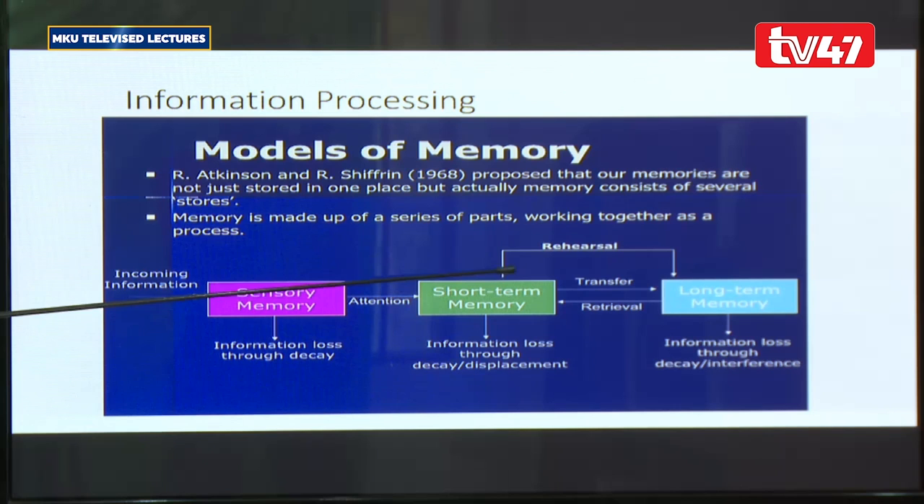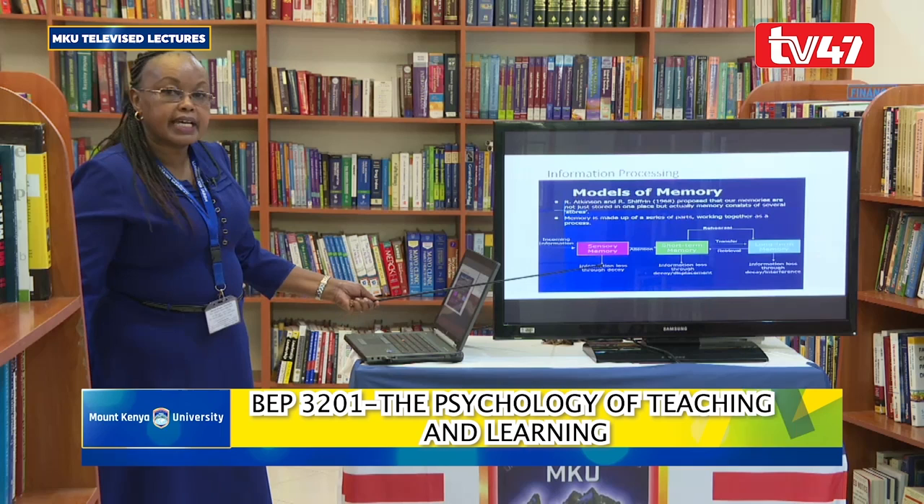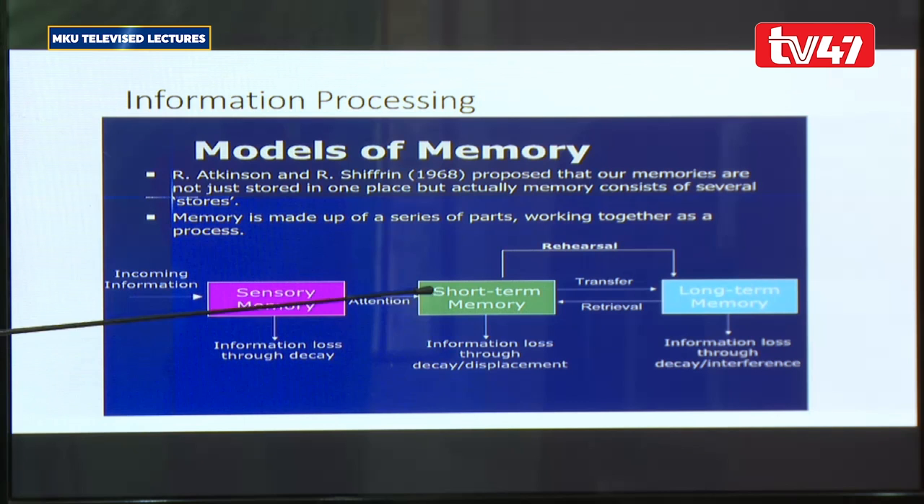Looking at this model, you can see that this arrow going down shows the information is lost back to the environment. When it comes here, there's another arrow going down showing that the information again is lost back to the environment, which also means it is forgotten. When it comes to the long-term memory, you can see another arrow going down, which means, once again, the information stored in the long-term memory in our brain is lost back to the environment.